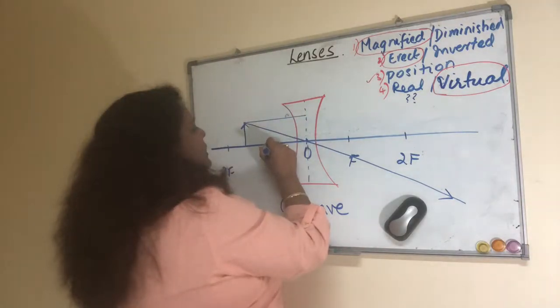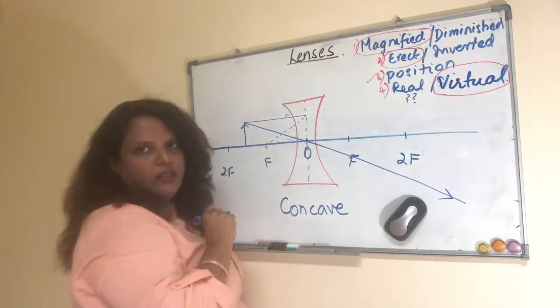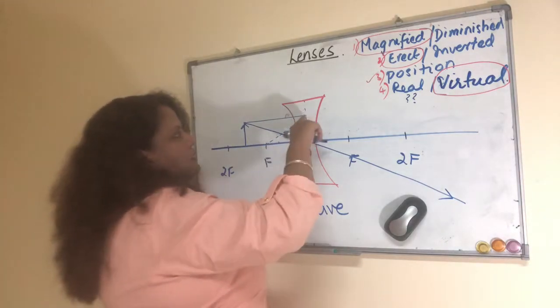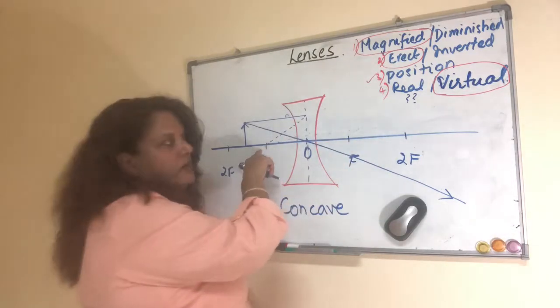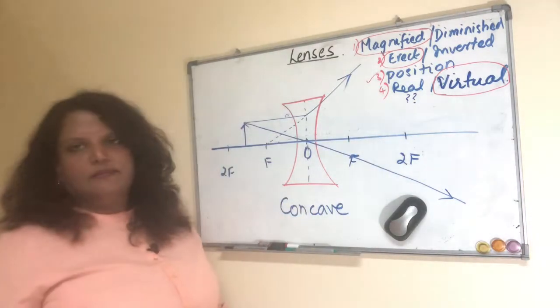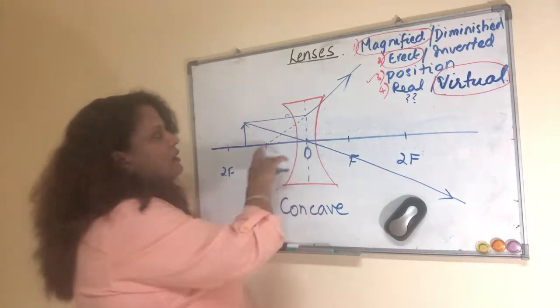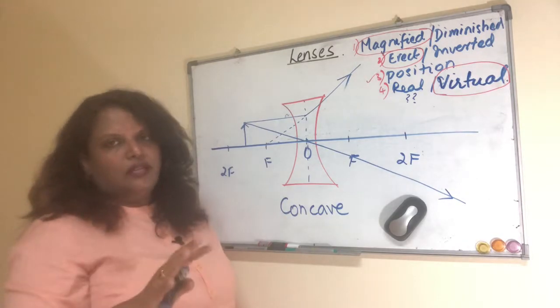So what do you do? Connect this focal point to that midpoint here, because this diverged light ray will appear to come from this focal point. So connect it and then extend it straight. I've drawn the dotted lines to represent imaginary lines. They are not actual light rays.